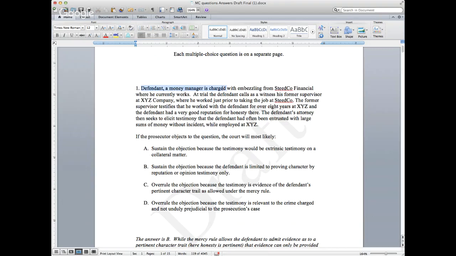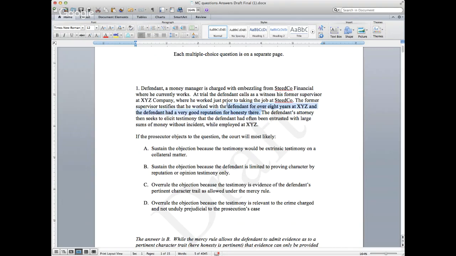A defendant money manager is charged with embezzling from Steele Co. Financial, where he currently works. At the trial, the defendant calls a witness. Okay, so criminal trial, and the defendant calls a witness, his former supervisor at XYZ Company, where he worked prior to taking the job at Steele Co. The former supervisor testifies that he worked with the defendant for over 8 years at XYZ Company, and the defendant had a very good reputation for honesty.